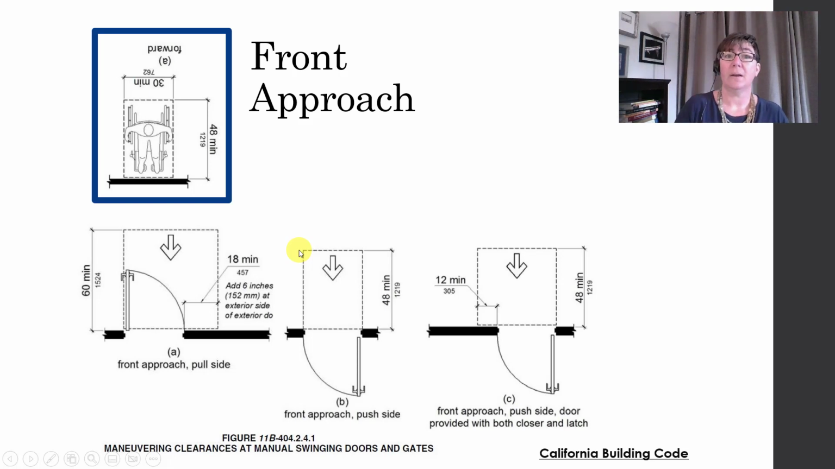Here we have the diagrams for front approach. So you can see that there are different clearances needed for a front approach to the pull side or push side of a door, and then varying whether there is an actual closer and a latch on the door or if it's just a simple hung door.